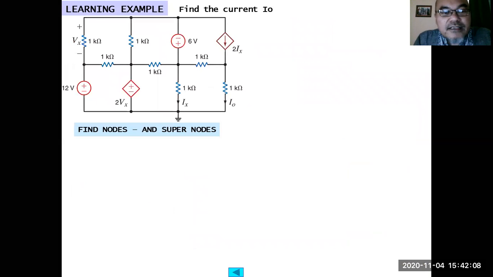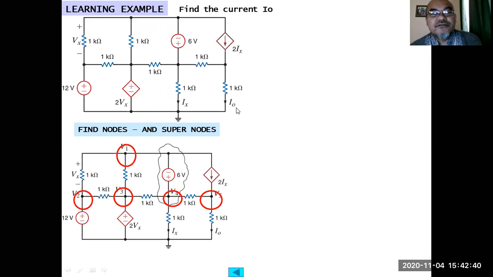This is another example. I'm not sure if it is the last. So we have 2 independent sources, 12 volt and 6 volt, and we have 2 dependent sources. One is a voltage controlled voltage source here, 2Vx, and the other one is a current controlled current source, 2Ix. Ix is here. Then Vx is defined as the voltage across this 1 kilo ohm resistor. And the question is we are asked to find this Io, the current flowing through this 1 kilo ohm resistor.